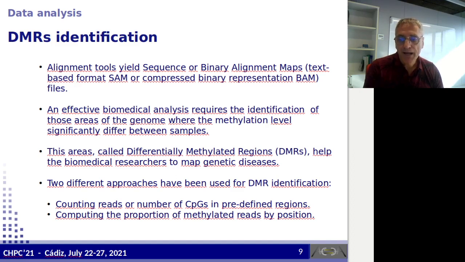Moreover, an effective biomedical analysis requires the identification of those areas of the genome where the methylation level of different samples significantly differs. These areas are called differentially methylated regions, DMRs. In order to detect a DMR, several BAM or SAM files containing the methylation results coming from different individuals or tissues must be processed and compared. Currently, there are two main lines for DMR identification: counting reads or number of CpGs, and counting the proportion of methylated reads by position.